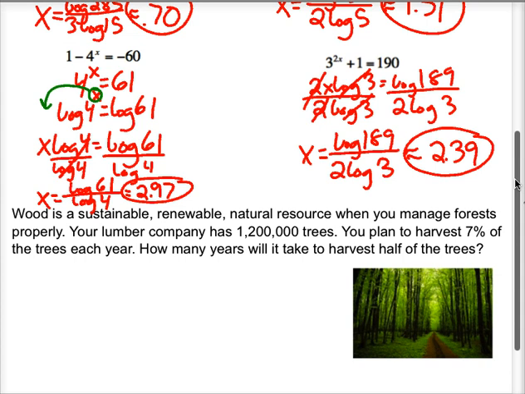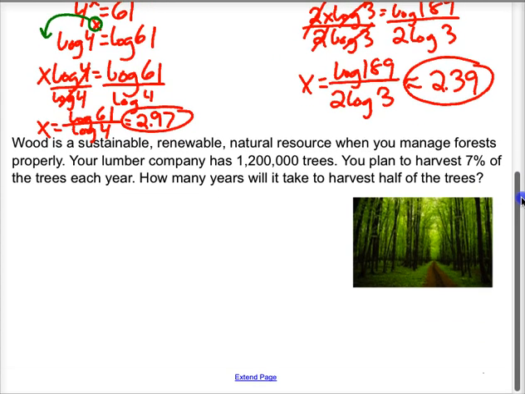All right, so those are the basics. Now, I do want to take a moment to apply this to a word problem so you can see an application of this. What is a sustainable, renewable, natural resource when you manage forests properly? Your lumber company has 1,200,000 trees. You plan to harvest 7% of these trees each year. How many years will it take to harvest half of the trees?